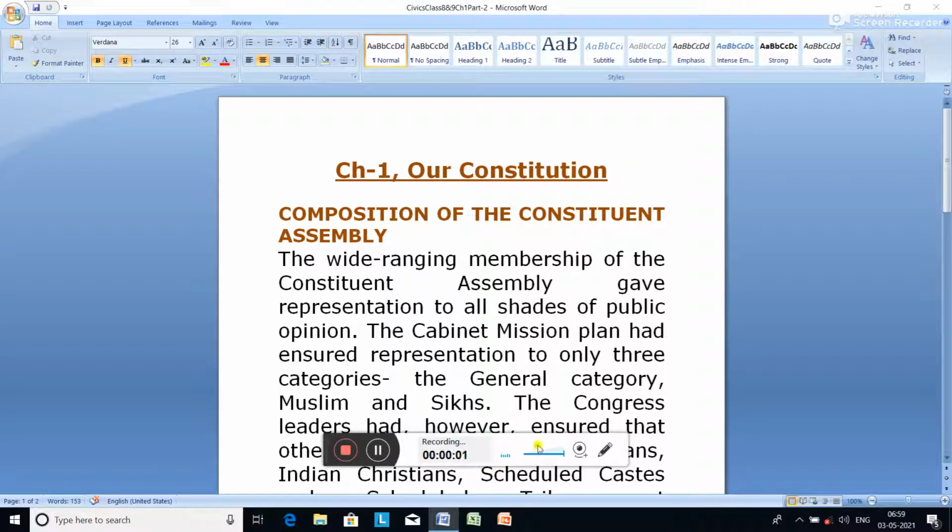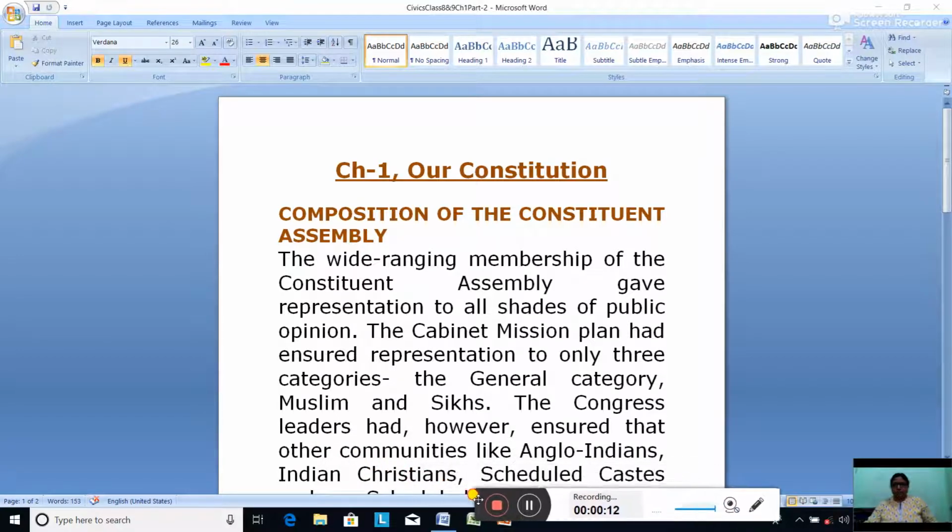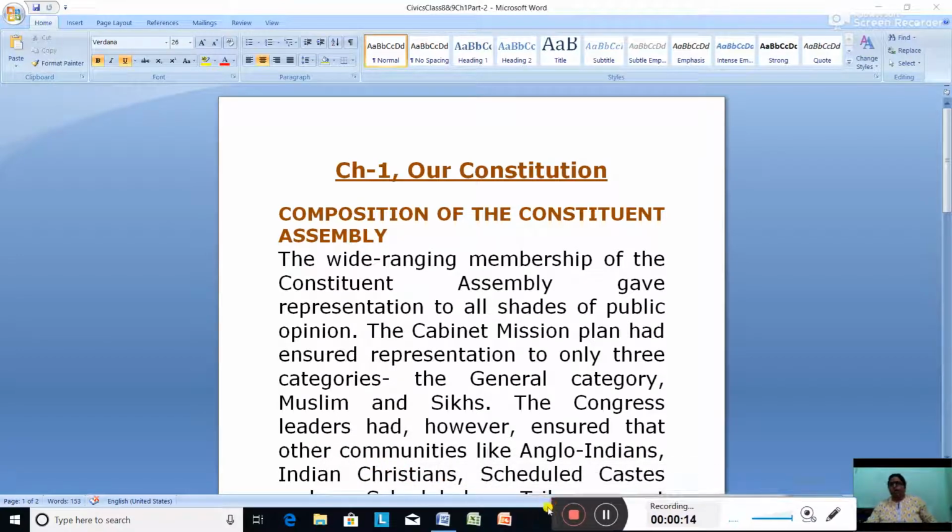Hello children, we have already started with the chapter Our Constitution and I have explained to you the meaning of our Constitution. I also explained the formation of the Constituent Assembly. Today in class we are going to do the composition of the Constituent Assembly.